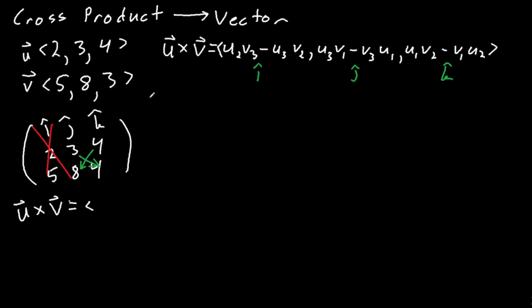So, u, v. The first starting number is u2 here, or the j value for u. So we're going to write down 3 times 4, because we're crossing. See the cross here? The arrow goes to 4. Subtracted by 4 times 8. 4 times 8, comma. Now we go into the next value.